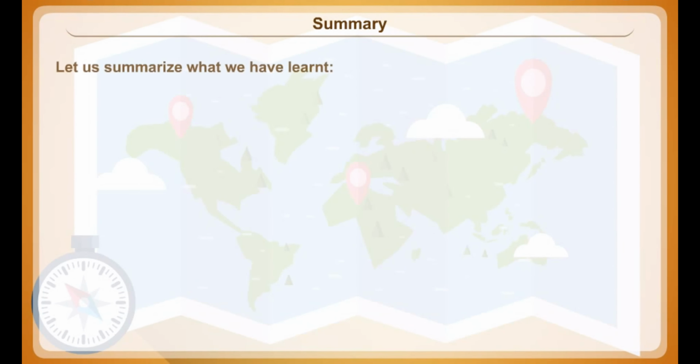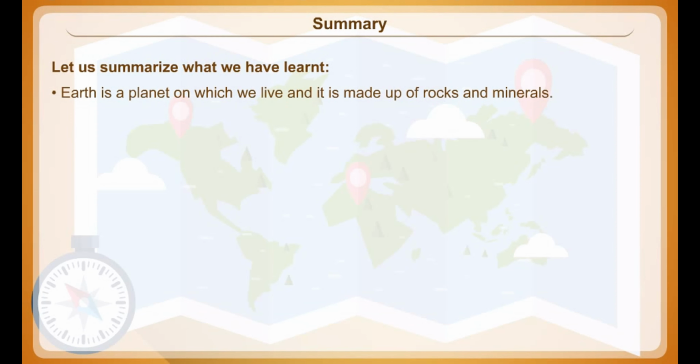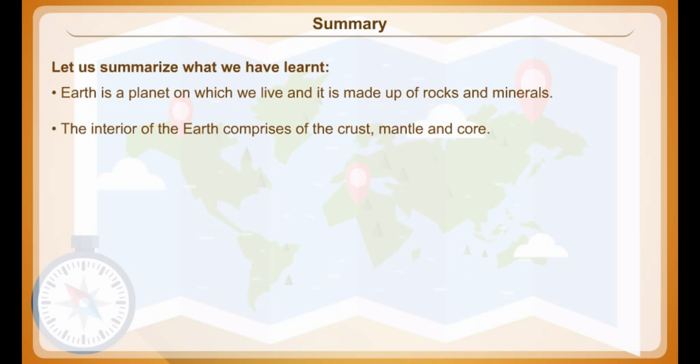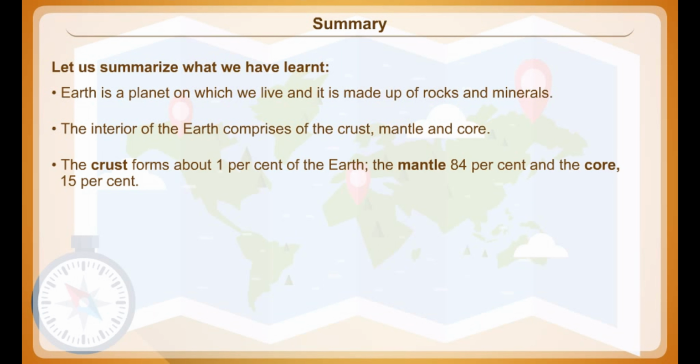Summary. Let us summarize what we have learned. Earth is a planet on which we live, and it is made up of rocks and minerals. The interior of the Earth comprises of the crust, mantle, and core. The crust forms about 1% of the Earth, the mantle 84%, and the core 15%.